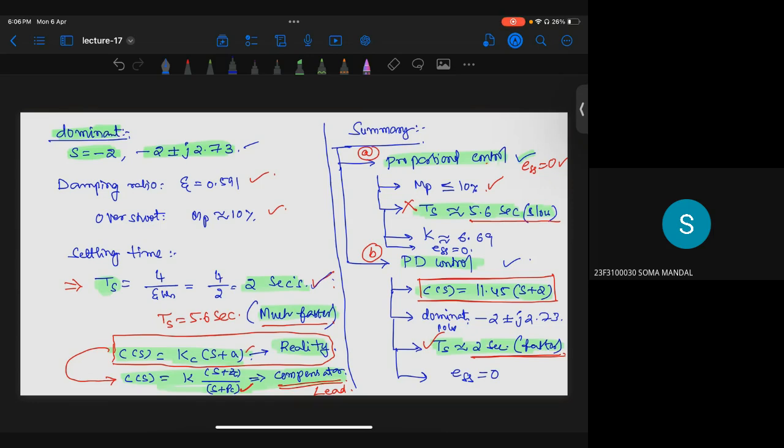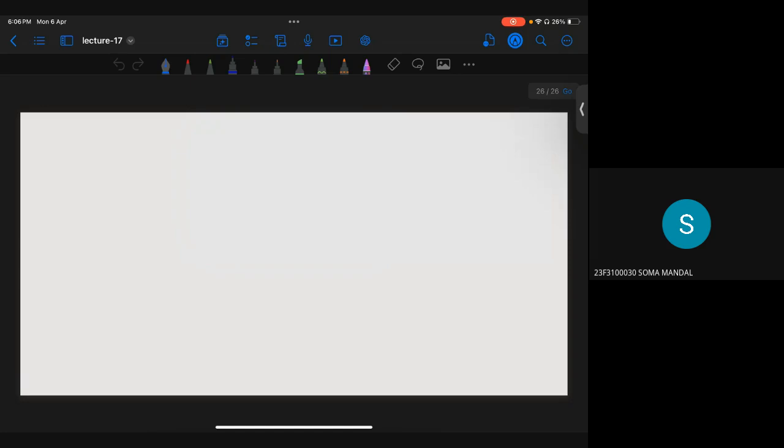Now coming to your question, how do we choose whether we are going for the PD, PID, etc.? Basically there are two things. Steady state error. Next is the transient response. So steady state error and then transient response. So we improve the steady state error and improve the transient response.